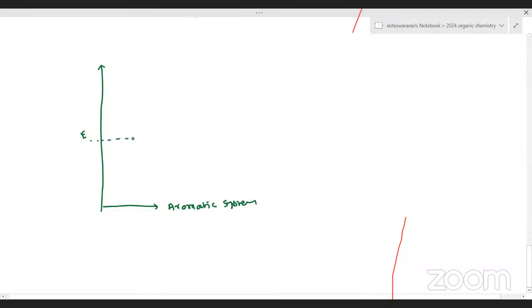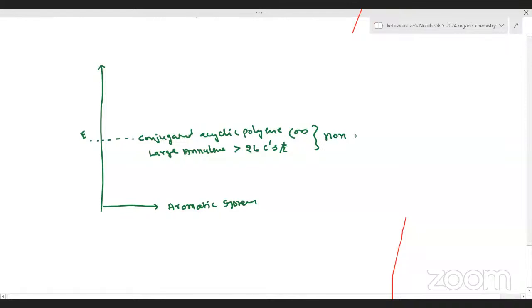Whenever the conjugated acyclic polyene are large annulenes, once they become large, that is about 26 carbons, they are non-planar automatically. Or these are called as non-aromatic. Non-aromatic. Okay. Now coming to the next one.